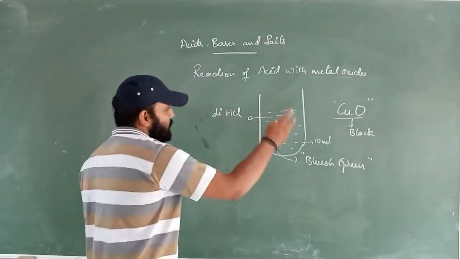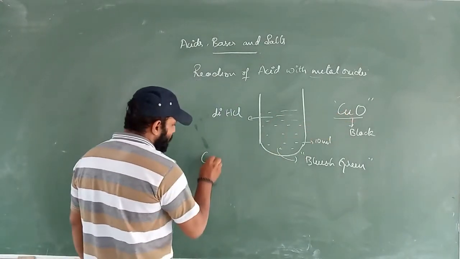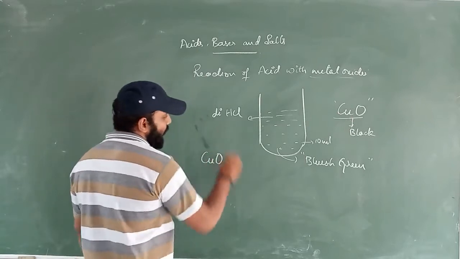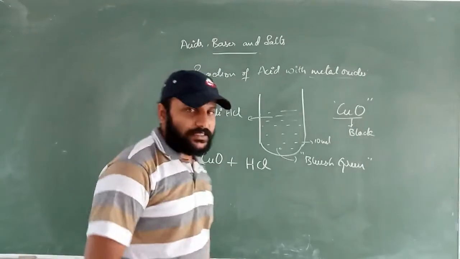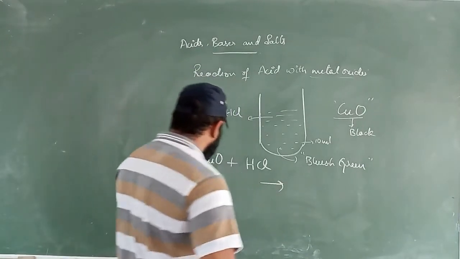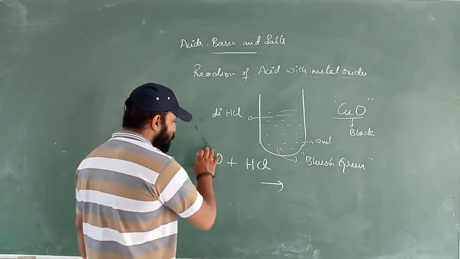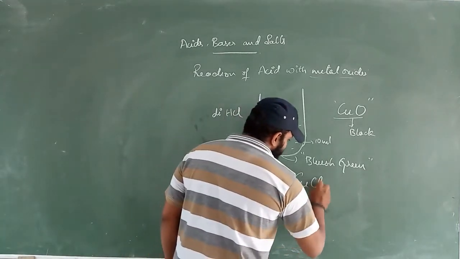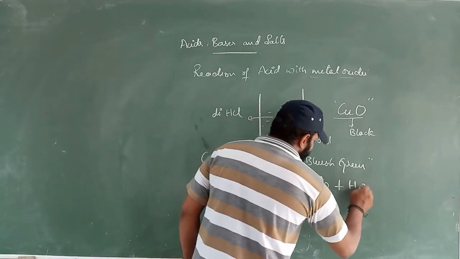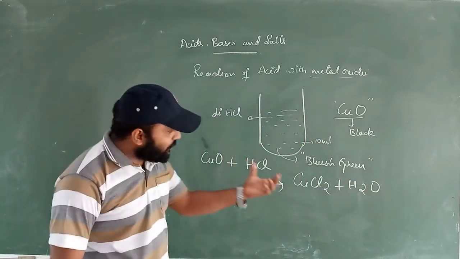So we have taken copper oxide and reacted it with HCl. What is the product we will get? CuO plus HCl gives CuCl2 plus H2O. So here, this is the product that is formed.